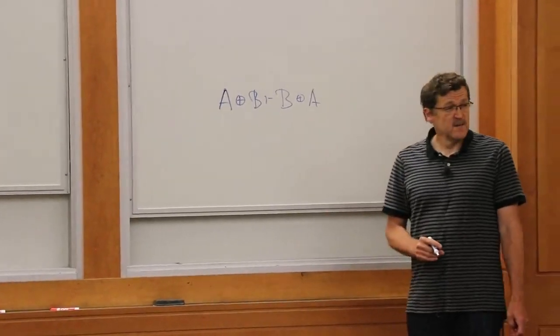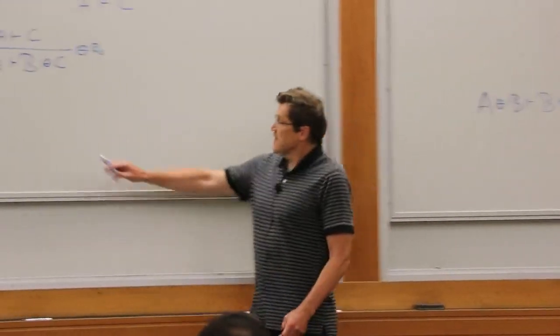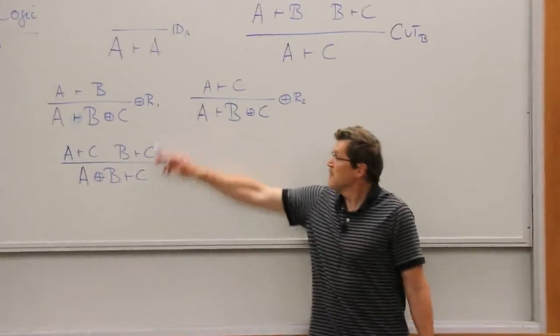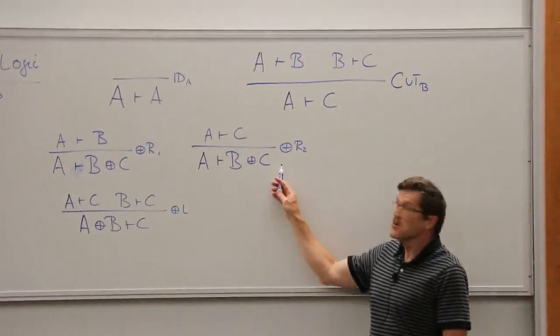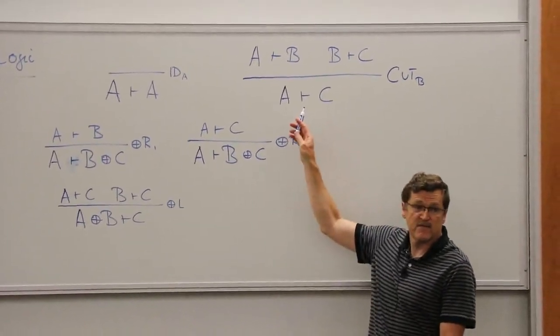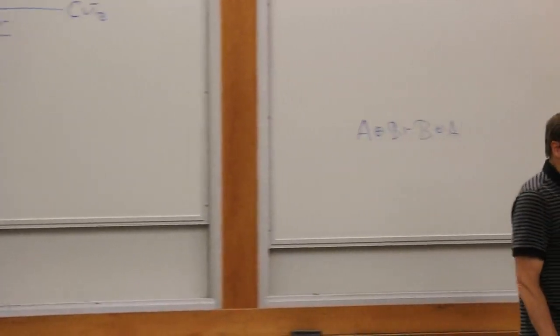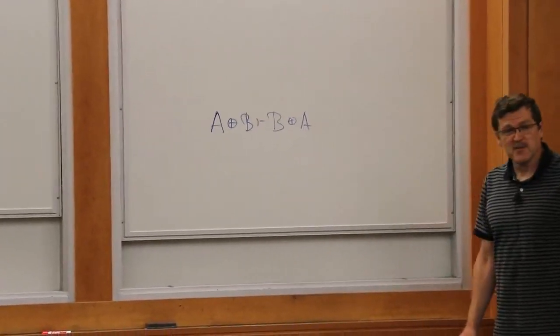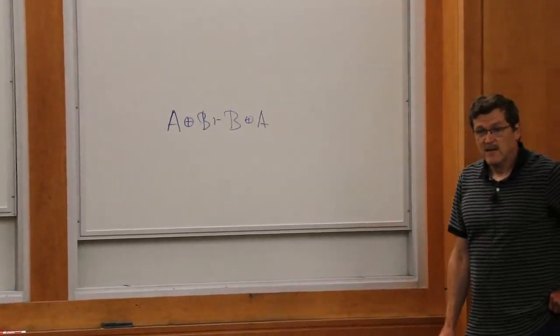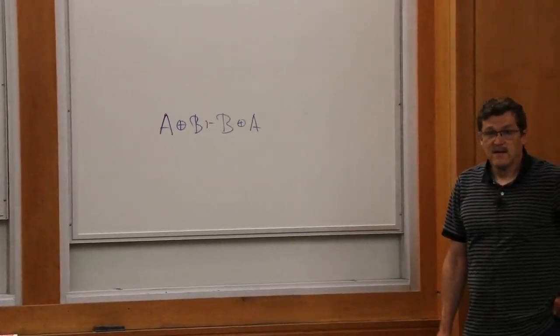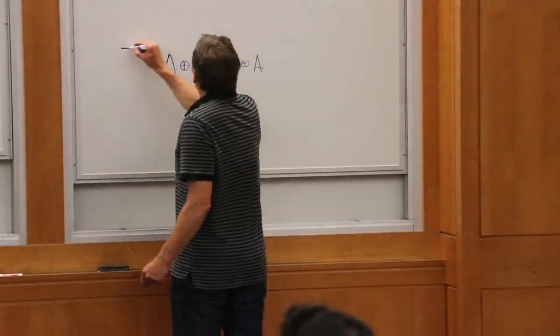Four rules, right? We could apply the plus left rule because there's a plus on the left. We could apply this plus right and this plus right, or we can apply cut. Four possible rules. Now we're smart, so we know which one to apply. Which one do we apply? The left rule.